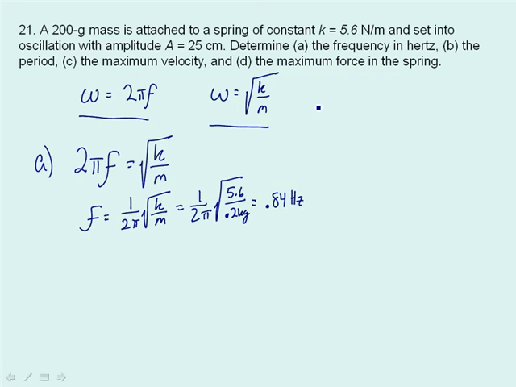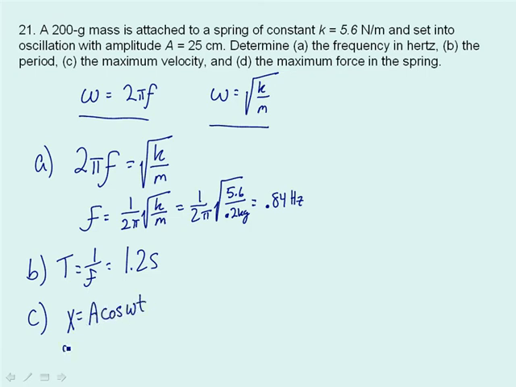In part B, I want to know the period, simply 1 over the frequency, and that's 1 over 0.84 or 1.2 seconds. In part C, I want to know the maximum velocity. Now, we said that x is equal to a cosine of omega t, and so dx/dt is equal to a omega sine of omega t. This was our maximum displacement. This is our maximum velocity.